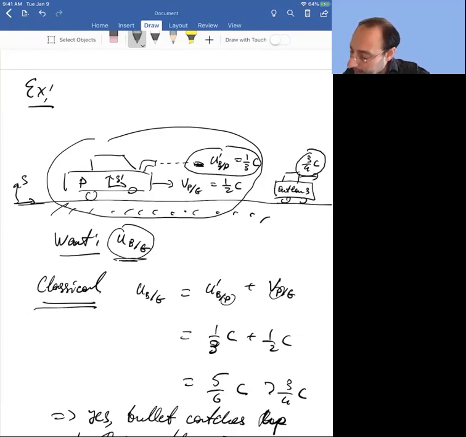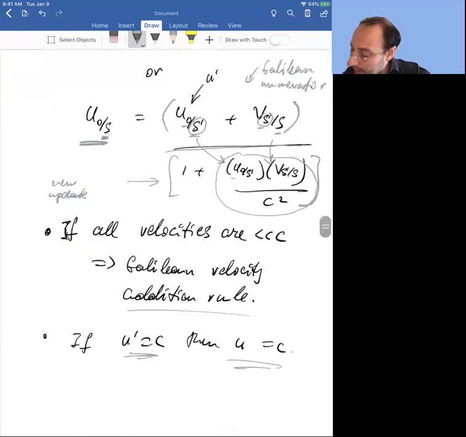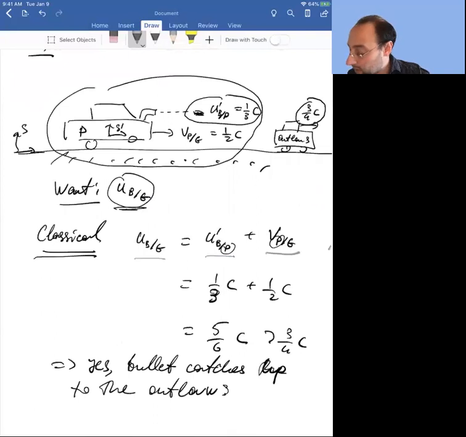Well, classically, you would say the speed of the bullet relative to the ground is the speed of the bullet relative to the police plus the speed of the police relative to the ground, the velocity addition rule. And you would get 1/3 c plus 1/2 c, which comes out to be 5/6 c, which is bigger than 3/4 c. So you say, yay, the bullet does catch up to the outlaws according to the classical calculation.